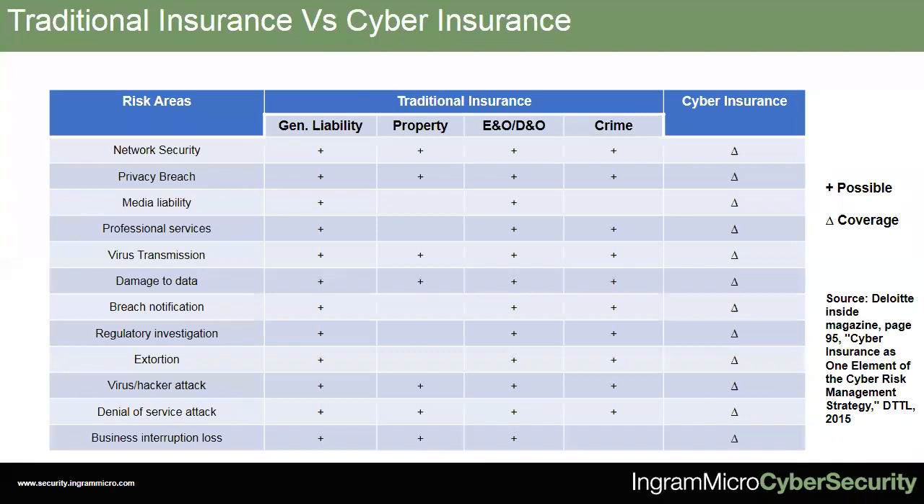But if you look at the cyber insurance policies, here you will get comprehensive coverage against all of these risk areas. And what are these risk areas? These are related to network security, media liability, breach of privacy, virus transmission, damage of data, regulatory investigations, extortions, attacks from viruses or hackers or denial of service, and even if you face business interruption loss in that area, cyber insurance can provide you comprehensive coverage. But the traditional insurances can provide you some part of it, and that also in a partial manner, not in a comprehensive way.